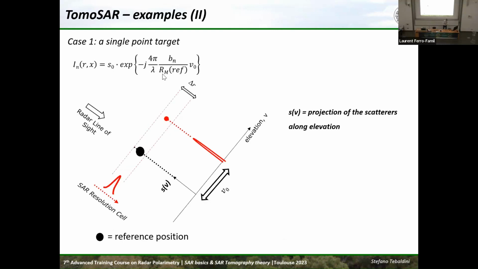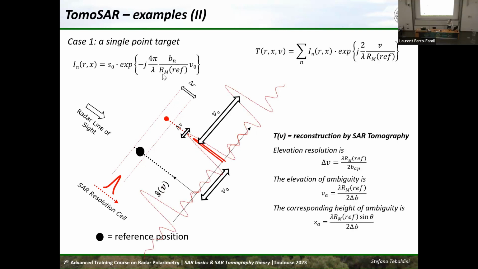So we should revise our theory in this way. This is the case of a single target. Actually, this is what tomography will give you. It will provide you with a peak with some spread, and this is due to your resolution in elevation. And then you also have the ambiguous targets. You have ghosts that come at the distance VA from the true peak.